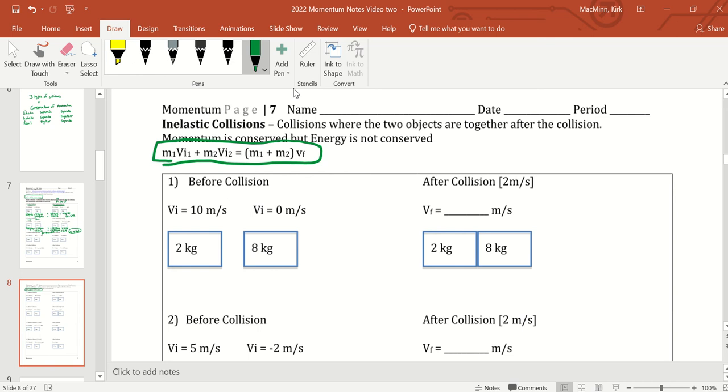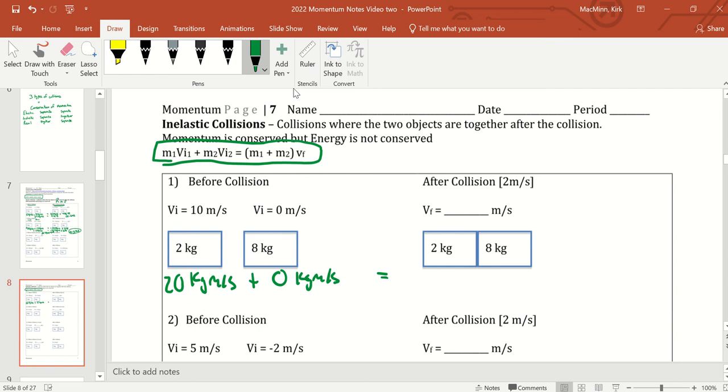So in order to do that, we have to find our total initial momentum. My 2 kilogram mass was moving at 10 meters per second. So 2 times 10 is 20. So that's going to give me a positive 20 kilogram meters per second, plus 8 times 0, this is just going to be 0 kilogram meters per second, because if the velocity is 0, the momentum is 0. If there's no mass in motion, there is no momentum. Law of conservation of momentum says I have to set that equal to the momentum after the collision.